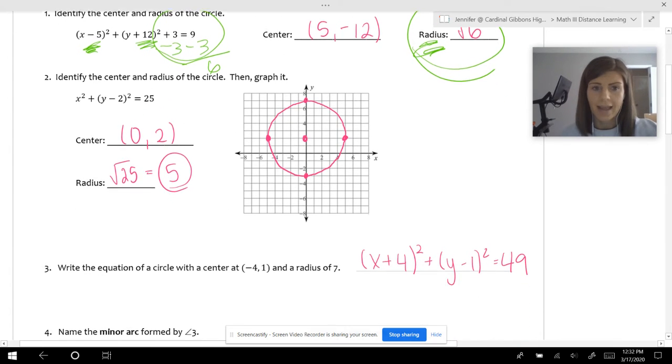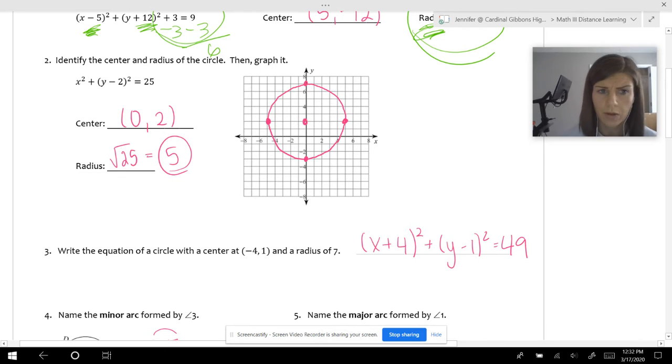All right, so looking now at number 2, this one you guys did really well with. There is nothing added or subtracted with the x, so that's where the 0 comes from in the center. And then the minus 2 here gives us a positive 2 for the center of the circle. And there's nothing added or subtracted, so the 25 is good to go to take the square root, and the square root of that is 5, so it has a radius of 5.